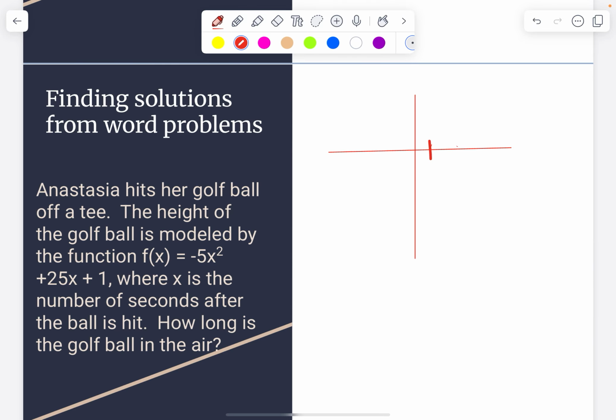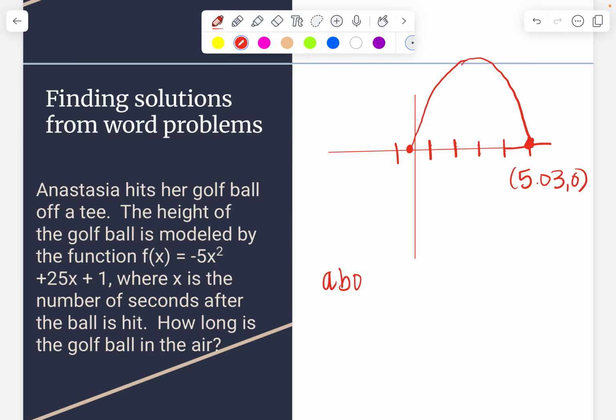I'm just going to do a quick, rough sketch of this. So it looks like it started over here, ended about 5, and went way up. Again, I don't care about how far up it goes. I just care about my x-intercepts. This was (5.03, 0). So my answer then would be about 5 seconds.